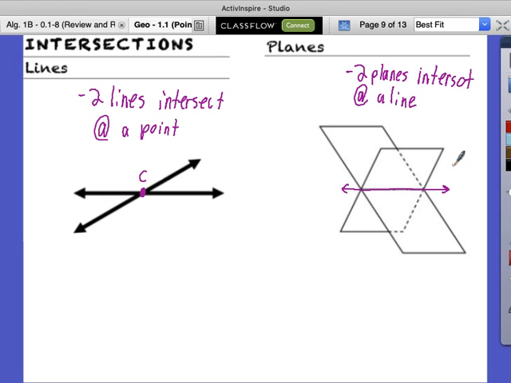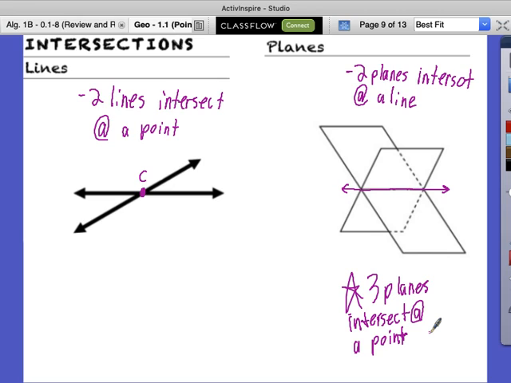Now, if we were to have three planes, those will intersect. You can write this down right beneath it. Those will intersect at a point. Three planes will intersect at a point. Yes, Maria.